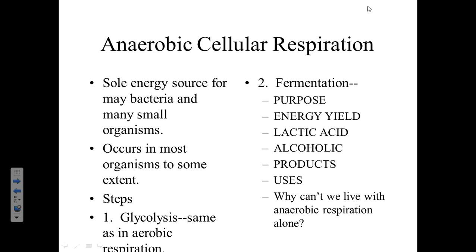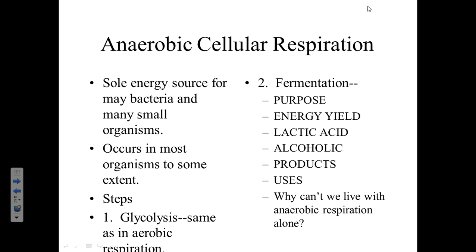But there are some things that only do this. Some really small things, like some bacteria, some yeast. Why can they get by with doing only this? Because they're so small. They don't need much. They don't need a lot of energy because they're not very active. They don't do much. Bacteria just sort of sit there. Yeast don't do much. Things that are active, things that are large, have to do aerobic respiration.